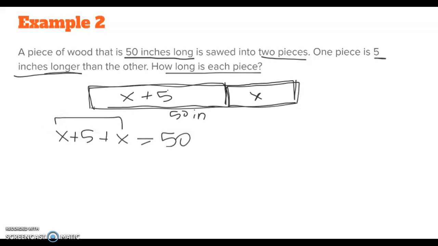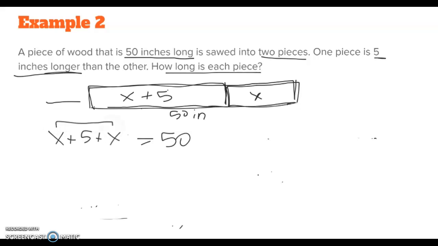I'm going to combine my like terms. I have two x's. Okay, so I've got my two x's here. It gives me 2x plus 5, since that's the only constant, no other like terms on that side, equals 50. Now I'm going to subtract the 5 from both.